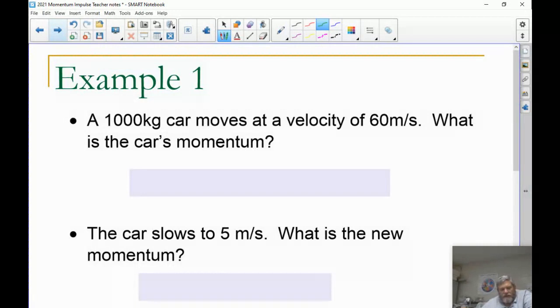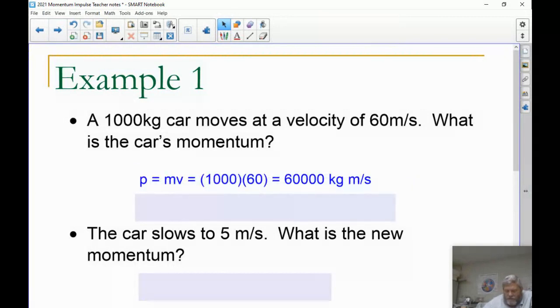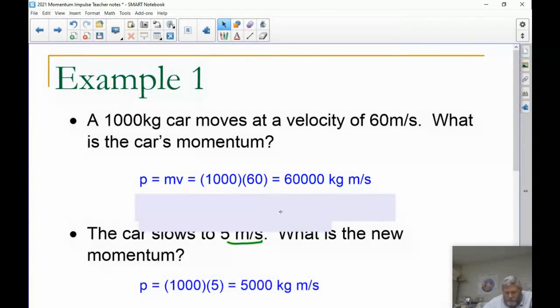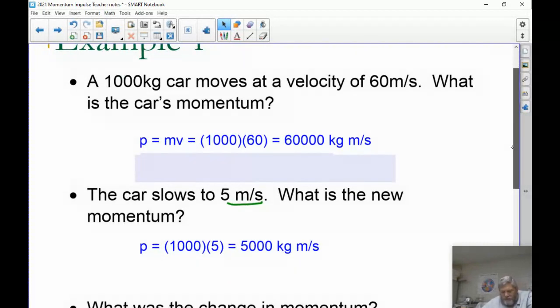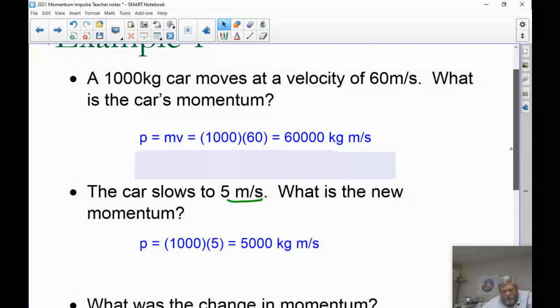Right, so example 1: a 1,000 kilogram car moves at a velocity of 60 meters a second. What's its momentum? We know that the momentum is just going to be 1,000 times 60, or 60,000 kilogram meters per second. If it slows to 5 meters per second, it's going to have a new momentum, and that new momentum is going to be 1,000 times 5, or 5,000. So it dropped considerably.